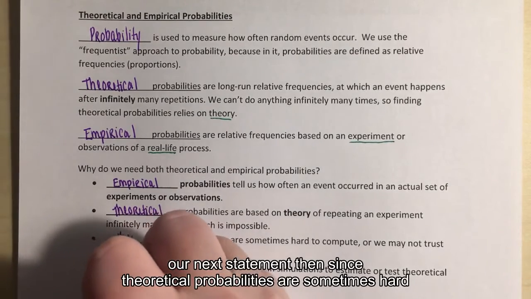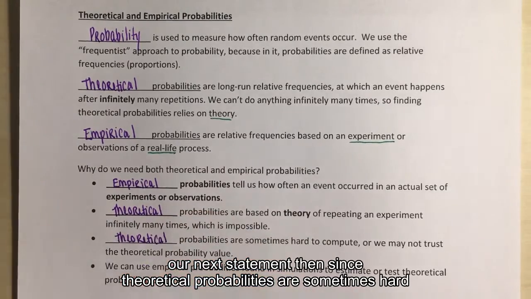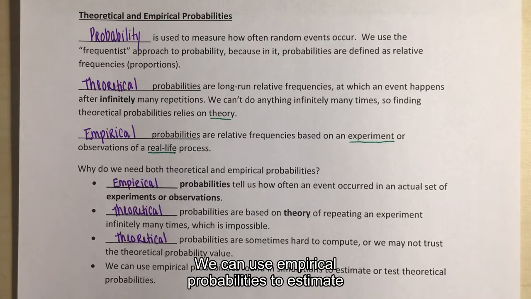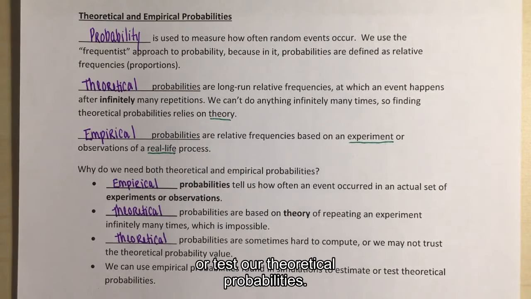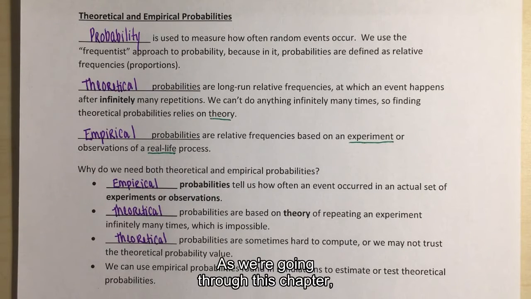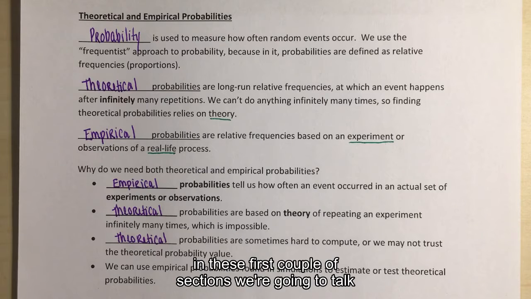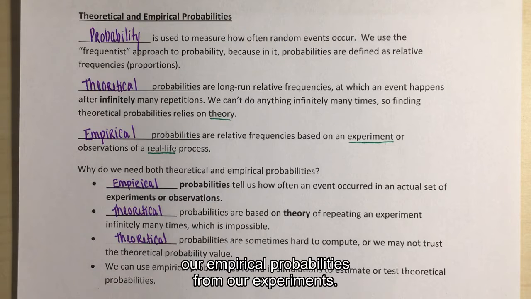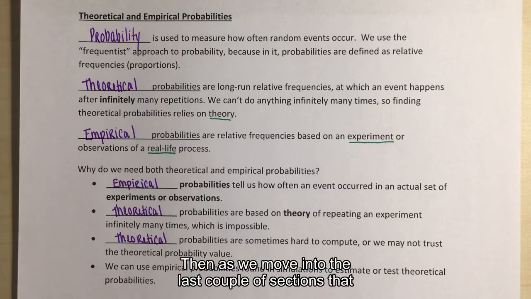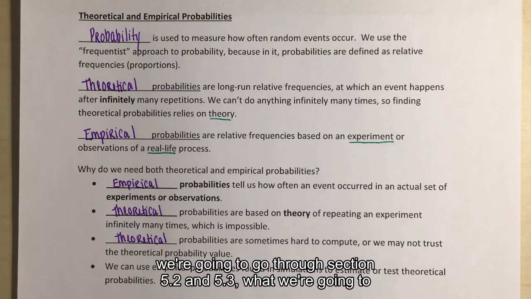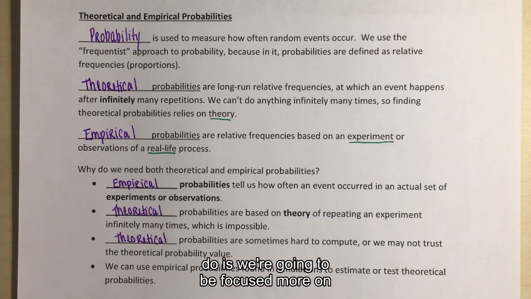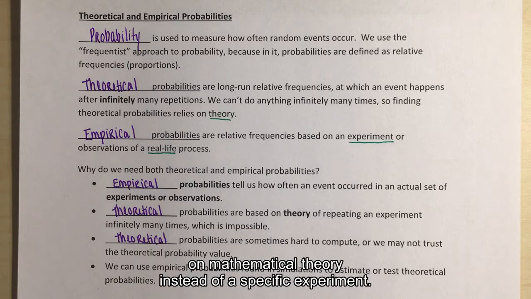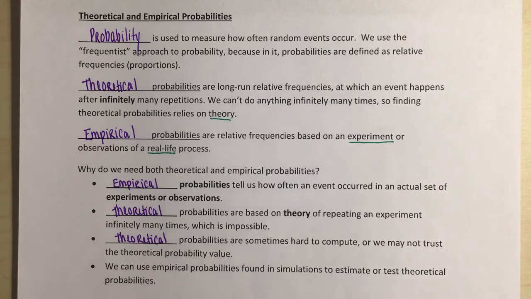Since theoretical probabilities are sometimes hard to compute, or we may not trust the theoretical probability, we can use empirical probabilities to estimate or test our theoretical probabilities. As we go through these first couple of sections, we're going to talk a lot about different experiments, some randomness, using our empirical probabilities from our experiments. Then in the last couple of sections, 5.2 and 5.3, we're going to focus more on the theoretical part, the probabilities that are based on mathematical theory instead of a specific experiment.